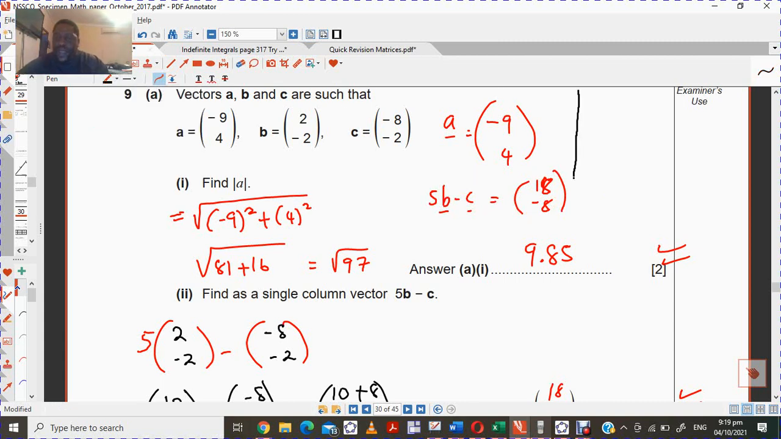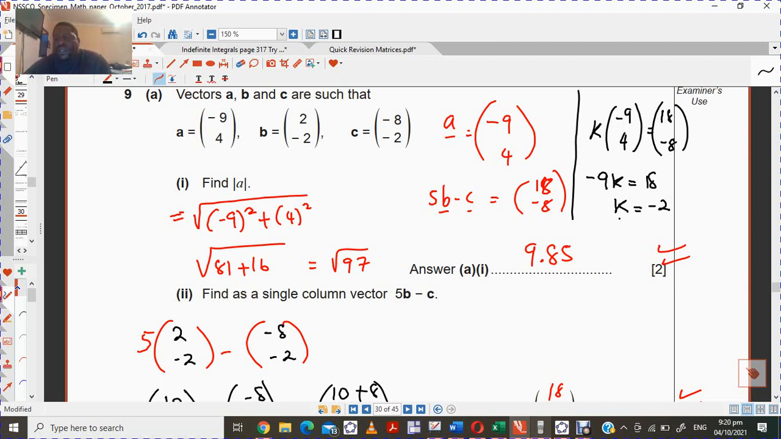If you compare some scalar and you have negative 9, you have 4, let's say we let it equal to 18, negative 8. Right, so if I have to do this one, I get negative 9k is equal to 18. That gives me k to be negative 2. So therefore, k is a scalar quantity. If you multiply that negative 2 with negative 9, you get 18. Negative 2 with 4, you get a negative 8.